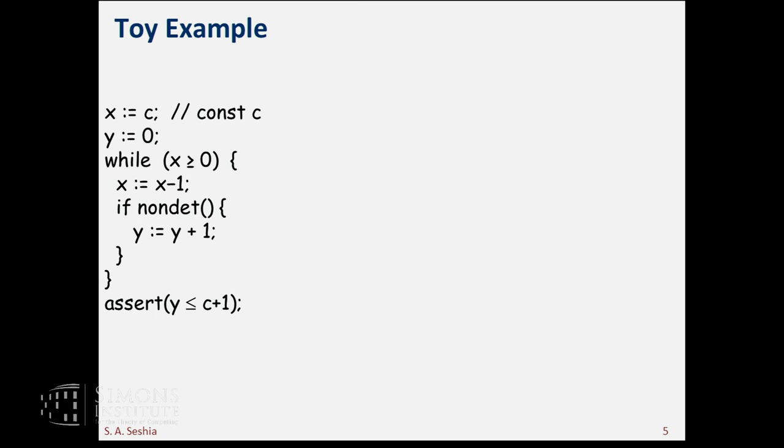Eyeballing this, we can see that if x starts at c and gets decremented by 1 in each iteration, then after c plus 1 iterations, it should quit. And y gets incremented each time, so it starts at 0 and should end at most at c plus 1. So we expect that assertion to be true. Now, how would a verifier deal with it?